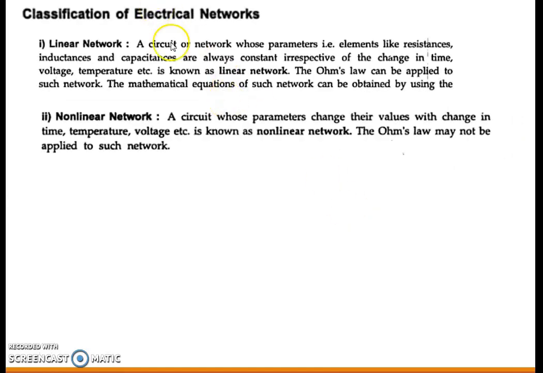If you take linear network, a circuit or network whose parameters, that is elements like resistance, inductances and capacitances, are always constant irrespective of the change in time, voltage, temperature, etc. is known as a linear network. Ohm's law can be applied to such a network. The mathematical equation of such a network can be obtained using Ohm's law. Then the non-linear network. It is opposite to that of a linear network. Here a circuit whose parameters change their values with change in time, temperature, voltage, etc. is known as a non-linear network. Ohm's law may not be applied to such a network.